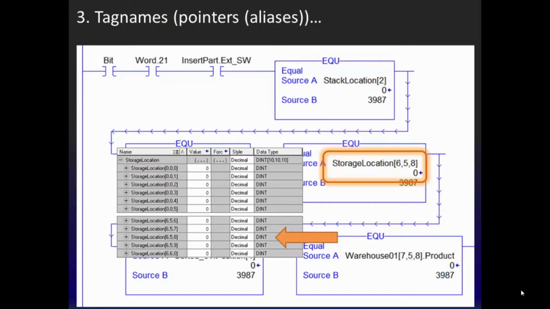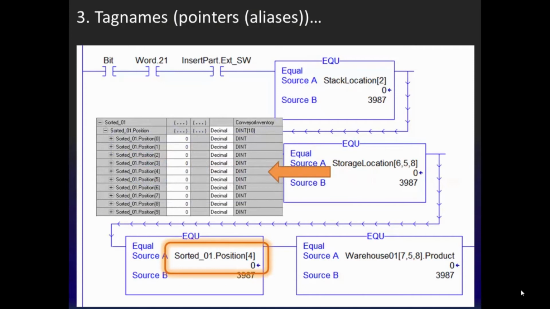And we call this a storage location, so you could picture it as a room that has 10 columns, 10 rows, and 10 stacks, 10 elements in the stack. And we're looking at floor location 6, 5, stack location 8, so 6, 5, 8, and we're looking to see if that is 3987. So that's another type of tag.